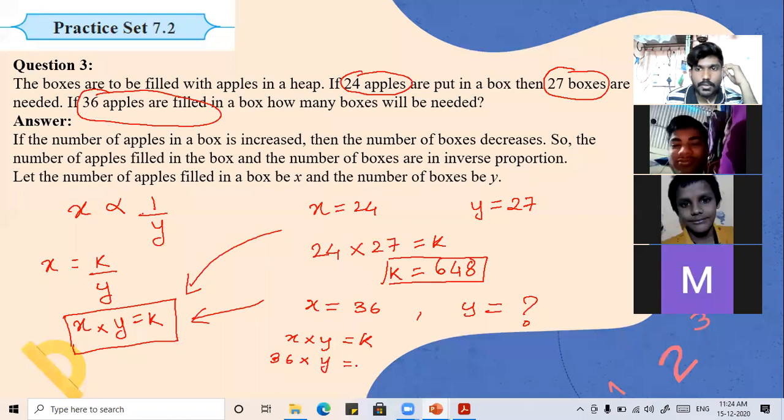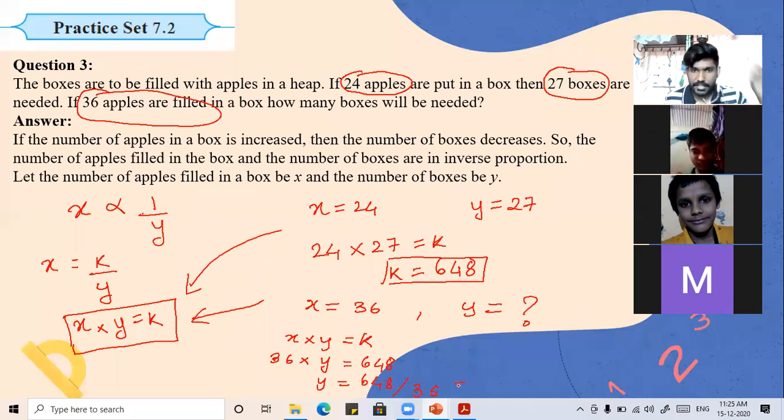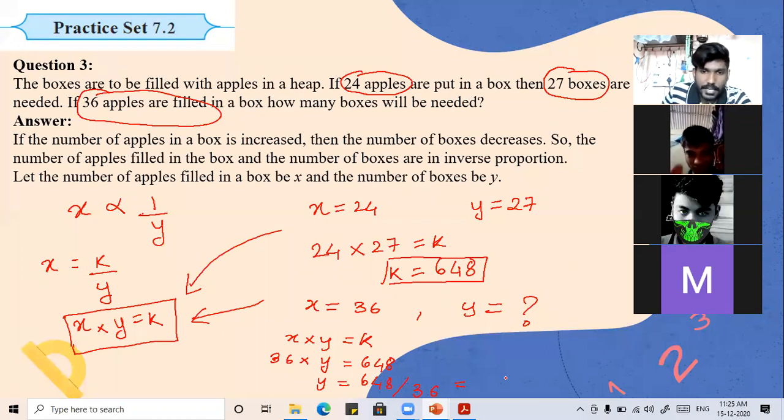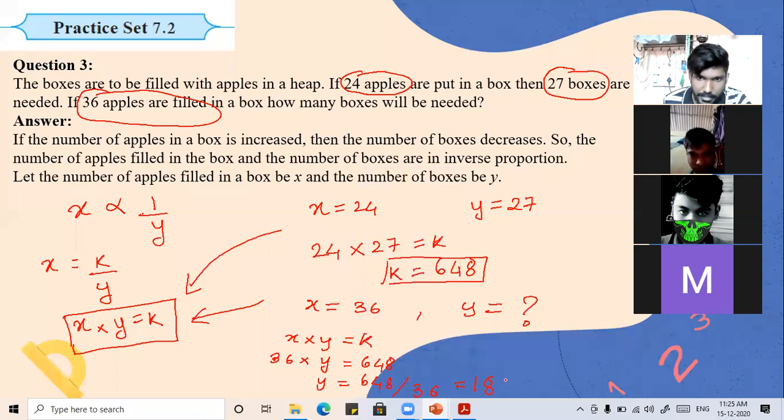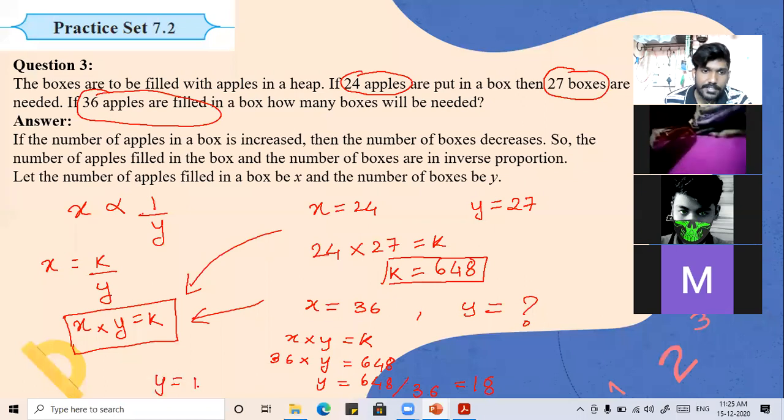X is 36. Y we have to find out. K is 648, so substitute the value. Take 36 to the other side, so it will get divided: 648 divided by 36. How much is 648 divided by 36? 18. So the value of Y is 18.